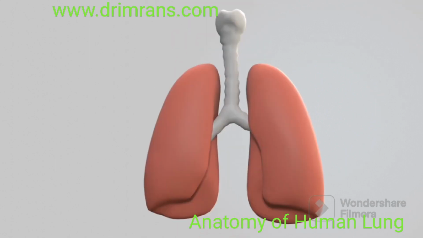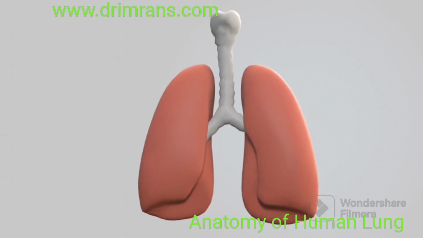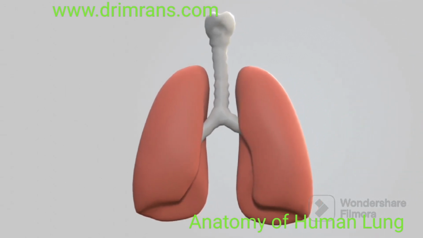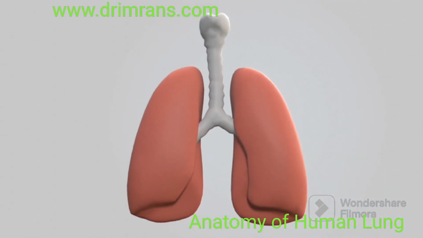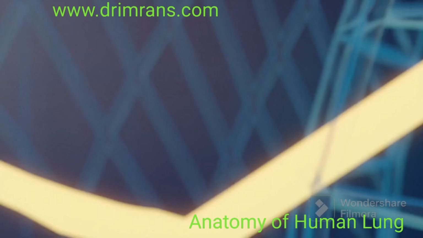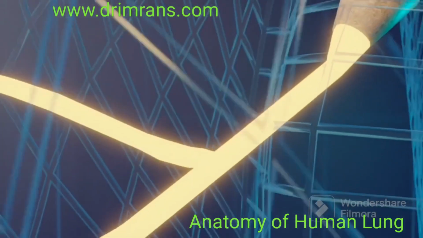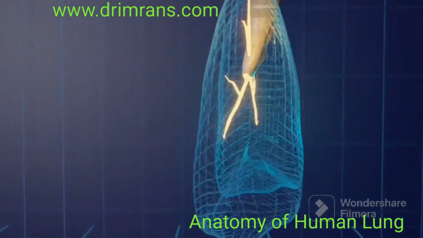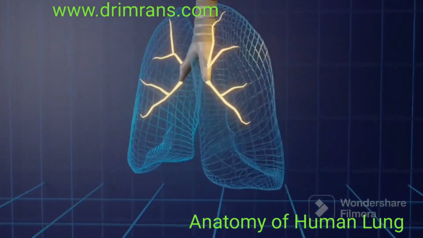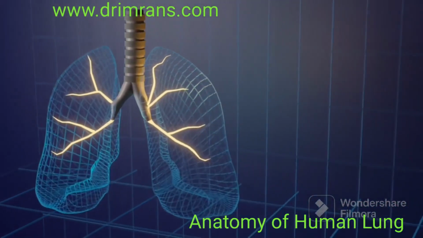Bronchial tree. The trachea (windpipe) divides into the right and left primary bronchi, each leading to its respective lung. These primary bronchi branch into smaller bronchi and bronchioles, which carry air deeper into the lungs.